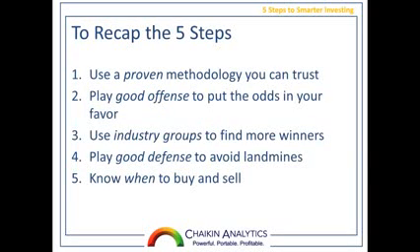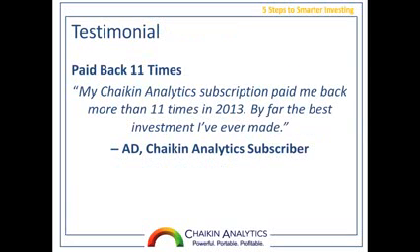So to recap the 5 steps that we've gone into detail on, the first is to use a plan based on a proven methodology you can trust. Put the odds in your favor so you're playing good defense, and that starts with looking for stocks with a bullish power gauge rating. Use the industry group capability within Chaikin Analytics to find the best industry groups so that your percentage of winning stocks is higher at the end of the year. Number 4, play good defense. I can't stress how important it is to avoid the landmines and not guess, but invest with confidence in the best looking power gauge stocks. And then finally, we've looked at knowing when to buy and sell.